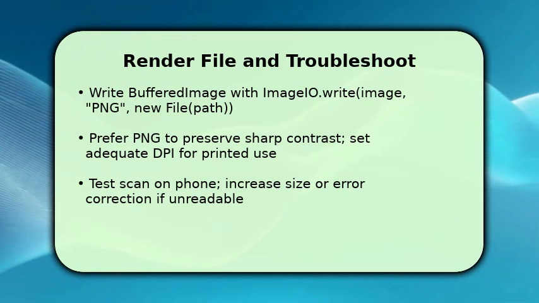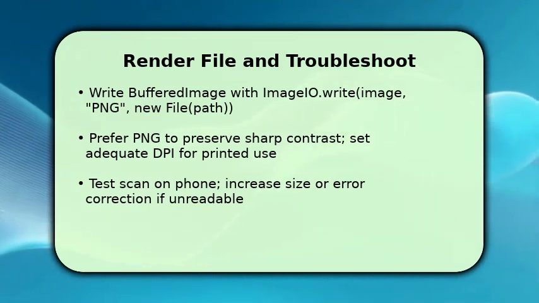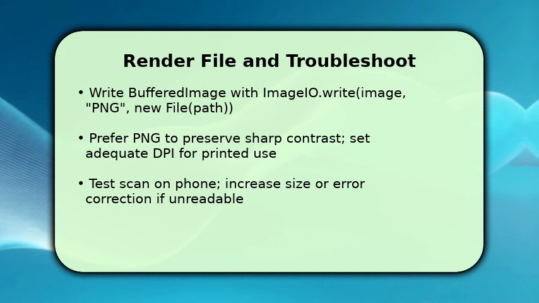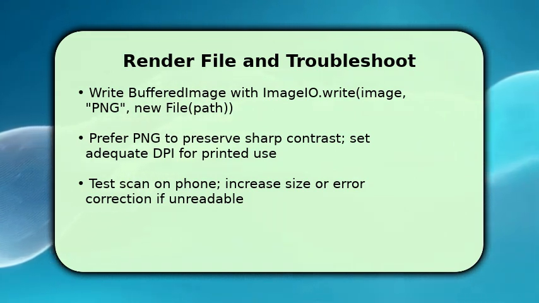You finalize by writing the buffered image to disk using image I/O. Write with PNG format to preserve sharp edges. PNG avoids compression artifacts. After saving, test scanning on multiple devices to confirm readability and adjust size or error correction as needed. If you embed logos, create quiet zones and increase error correction.